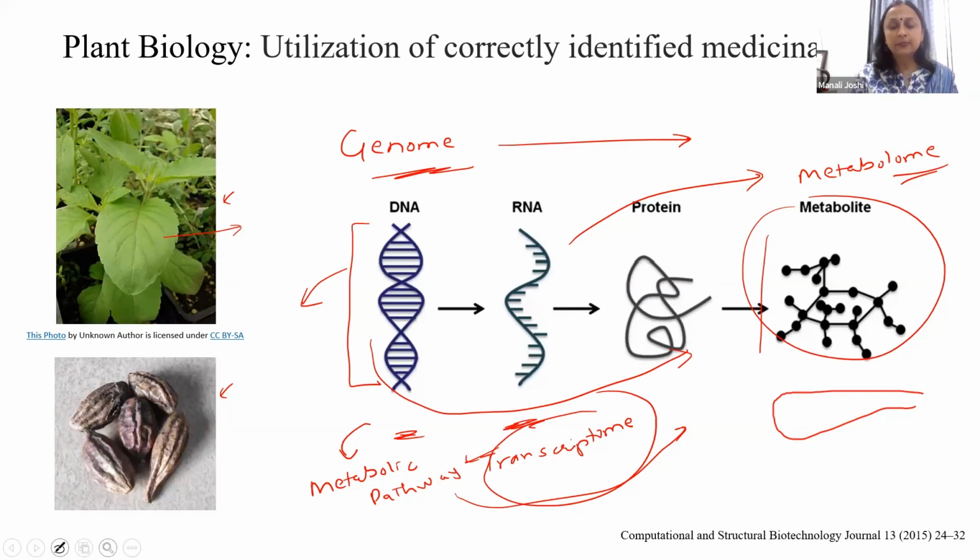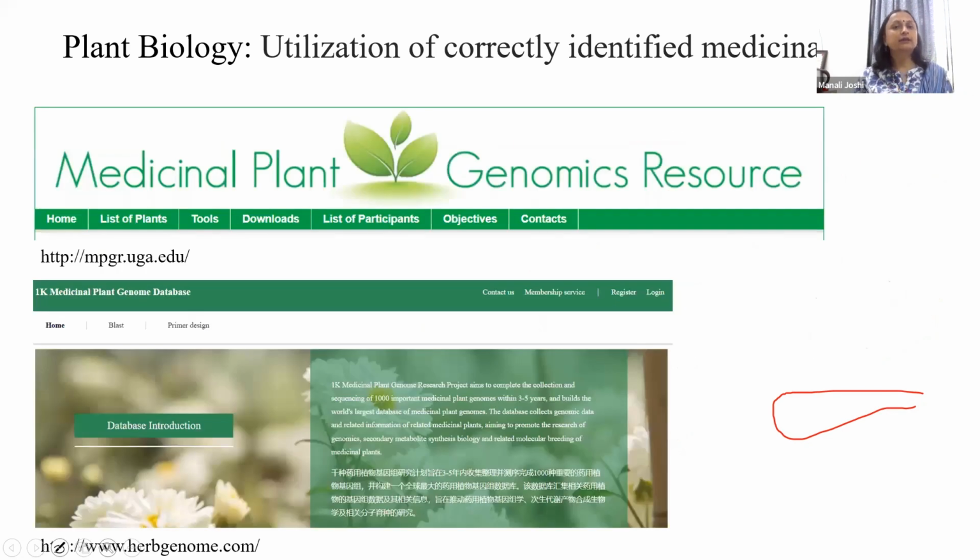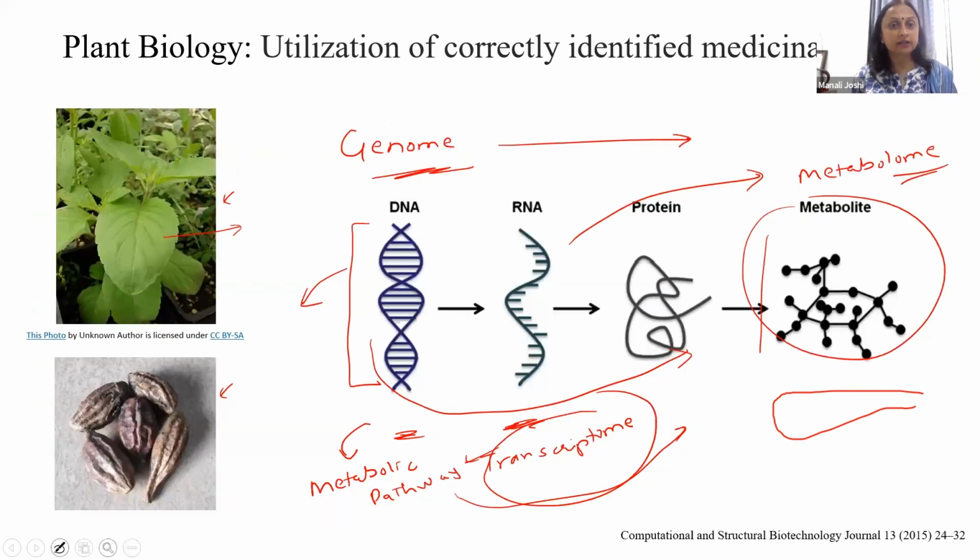And I would like to point out that in the US, there is already a medicinal plant genomics resource, and there is an initiative where they have begun looking very systematically, taken a few plants. They have started looking at genomes, transcriptomes, and metabolomes of plants. So I'm not saying that we don't have it already in our country. Some plants have already been sequenced, but they are very, very handful.